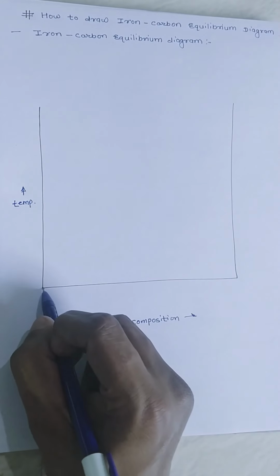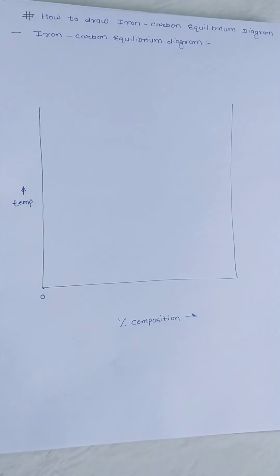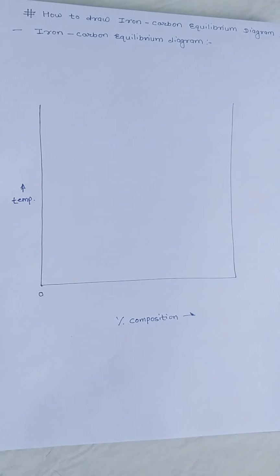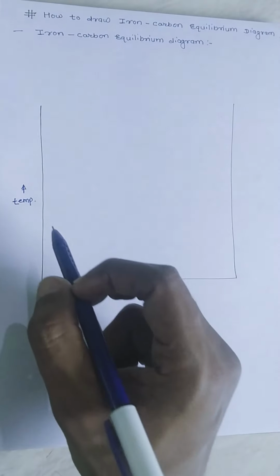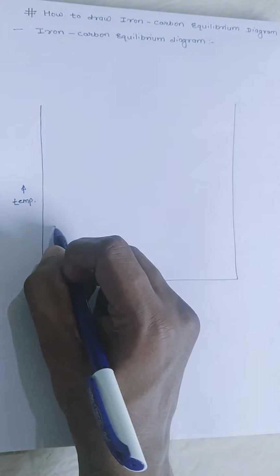Then from this, here is 0% of carbon. In the iron-carbon equilibrium diagram, iron is the main constituent and carbon is the secondary constituent. That means 100% iron is present here at 0% carbon. From this point we can start the iron-carbon equilibrium diagram.